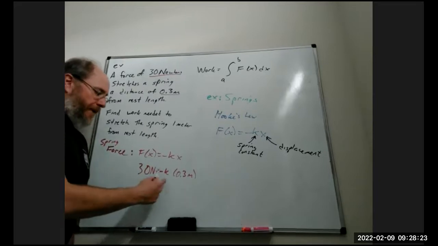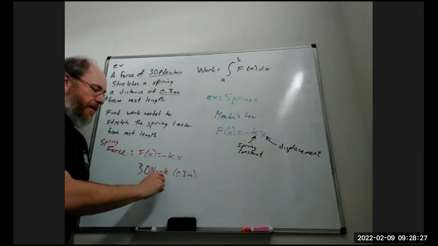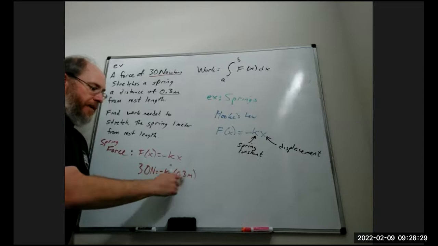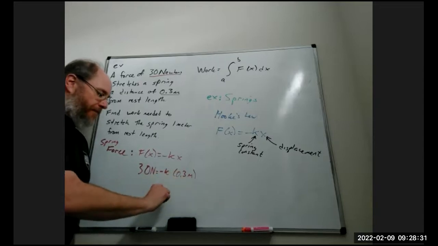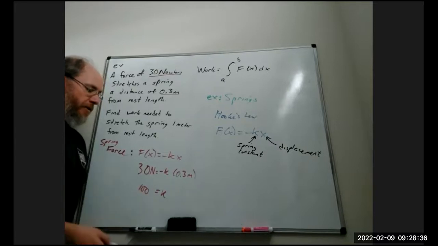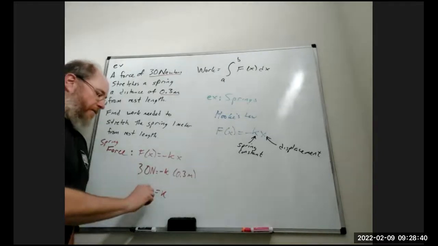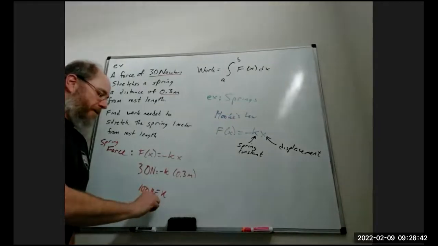So if I want to figure out the K, then I'm going to divide by the 0.3. And so 30 divided by 0.3 is 100. And the units on that are newtons per meter.